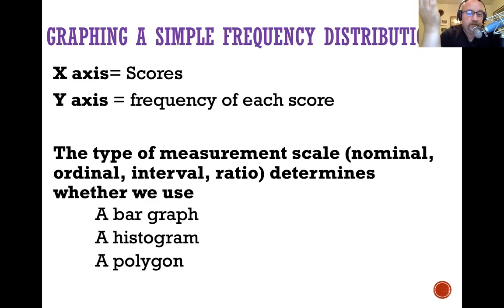And there are different ways we could do that for a simple frequency distribution. There's a bar graph, a histogram, a polygon. And so we can talk about these 3 basic forms of graphs and when you're supposed to use each one. I didn't learn this stuff until I think I was actually in grad school.